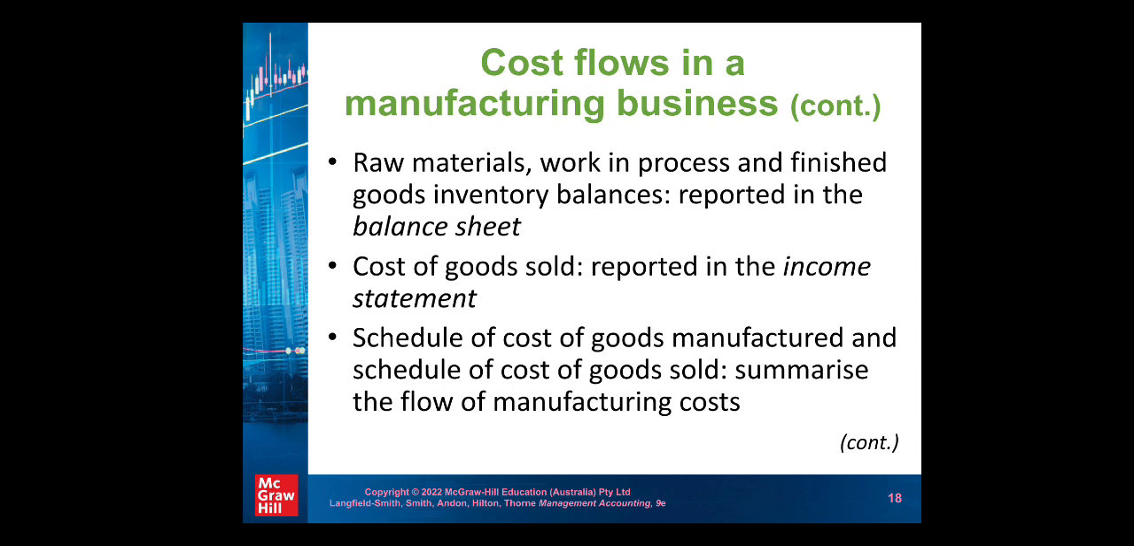So there are several accounts there. Raw material inventory, work in process inventories, finished goods inventories, and then cost of goods sold account. See the first point here: raw materials, work in process, and finished goods inventory balances will be reported in the balance sheet. Cost of goods sold account, you have to report in the income statement. Schedule of cost of goods manufactured and schedule of cost of goods sold summarize the flow of the manufacturing cost.